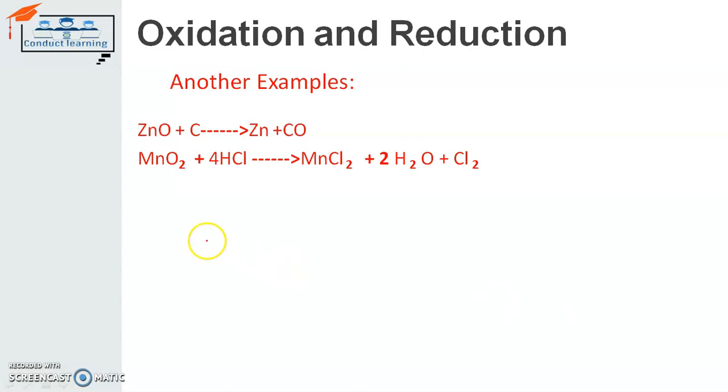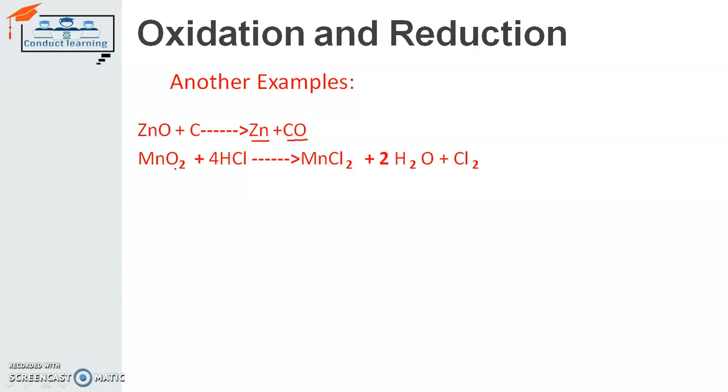So here in this particular example, zinc is getting reduced because oxygen is removed from this. That's why the reduction has happened with zinc. On the other hand, the oxidation of carbon has happened because oxygen is added with carbon. That's why we have carbon monoxide on the product side. So oxygen is added with carbon, that's why it is getting oxidized. And in zinc, the oxygen is removed, that's why it is getting reduced. The reduction has happened with zinc, the oxidation has happened with carbon.